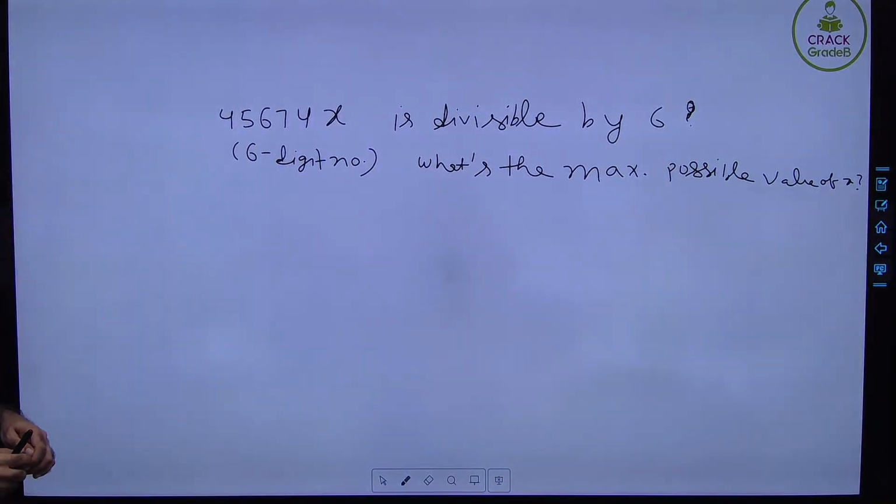Okay, 6 is the answer. Try to solve it completely.